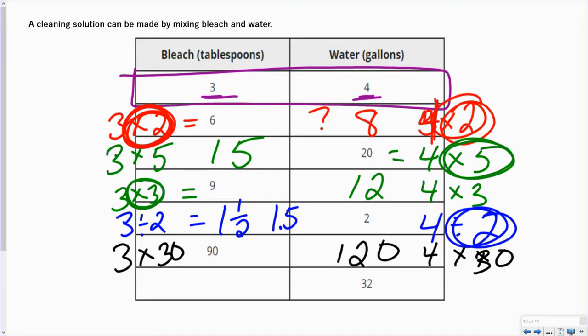I get to 32 here, and I'm going to go through the same process. 4 multiplied by what gives me 32? Well, that would be 8. So that means on this side, 3 multiplied by 8 gives me 24.